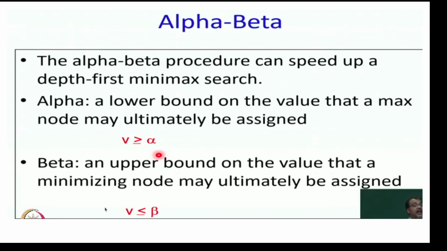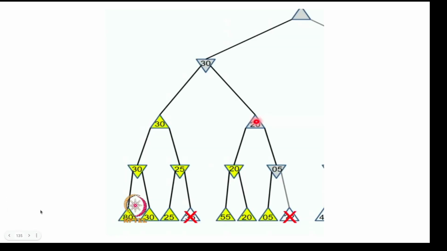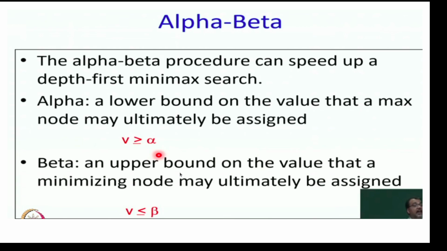A lower bound, a value that may be assigned. What is the beta? Beta, an upper bound on the value that a minimizing node may ultimately be assigned. So this is the example. For this one, what would be the beta? For this one, the beta would be 30, because we can see on the left hand side we have 30 and on the right hand side we have 25 or lesser than that. So we are quite sure at least 30 would be there, right? 30 would be there exactly. So beta, an upper bound on the value that a minimizing node may ultimately be assigned.